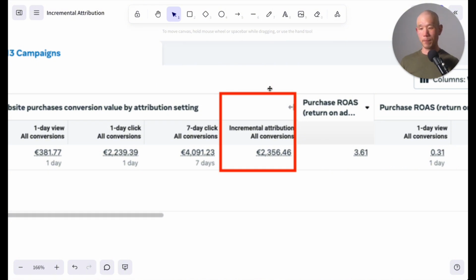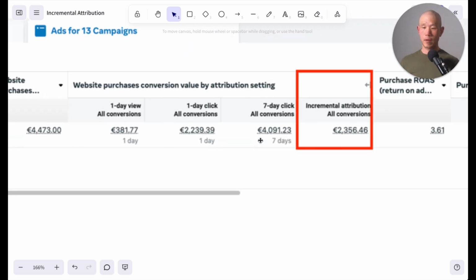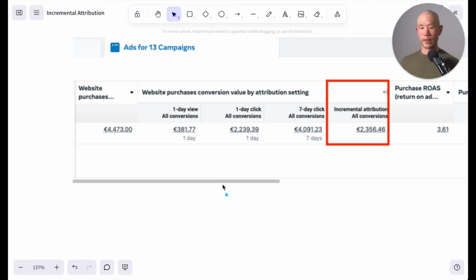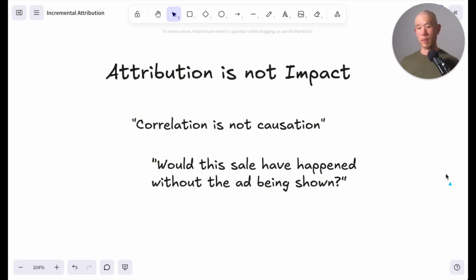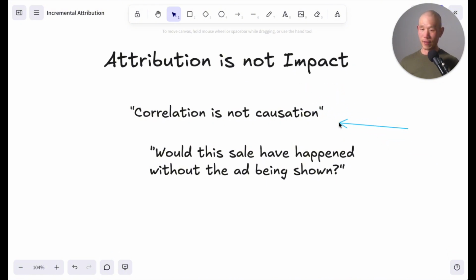And if Meta believes the ad made a difference, then it assigns credit. And the expectation to hold is that it's likely going to be a lower number than the default 7-day click, 1-day view, because it's supposed to be a more honest representation of causation and impact as opposed to credit and attribution. Again, going back over here, we have to remember that attribution and credit are not the same thing as impact. Correlation is not causation.